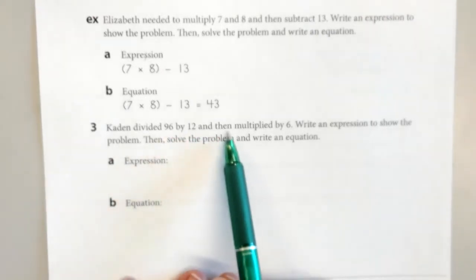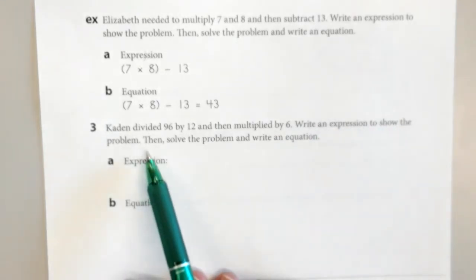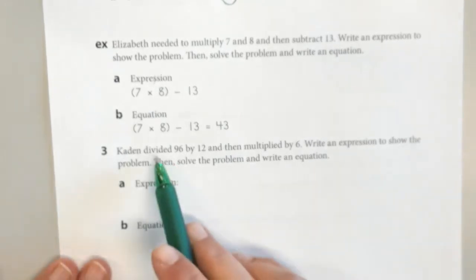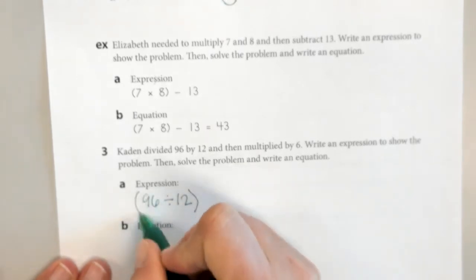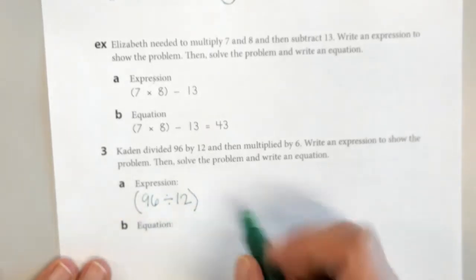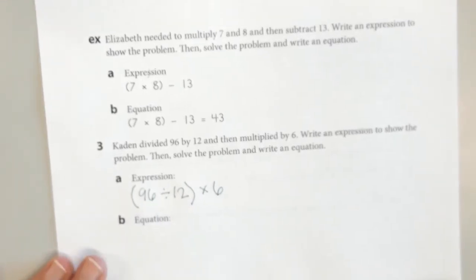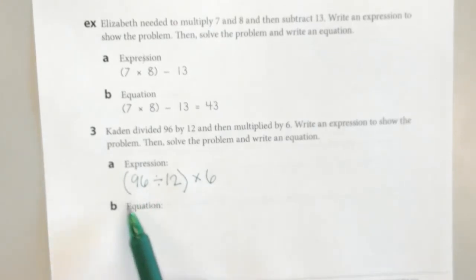It says Caden divided 96 by 12 and then multiplied by 6. Write an expression to show the problem, then solve the problem and write an equation. Okay, so he divided 96 divided by 12, and I'm going to put parentheses around that, and then he multiplied by 6. Okay, that's the expression. Now the equation is where we're going to actually solve. And I don't know about you, but 96 divided by 12 is not one that I know very easily.